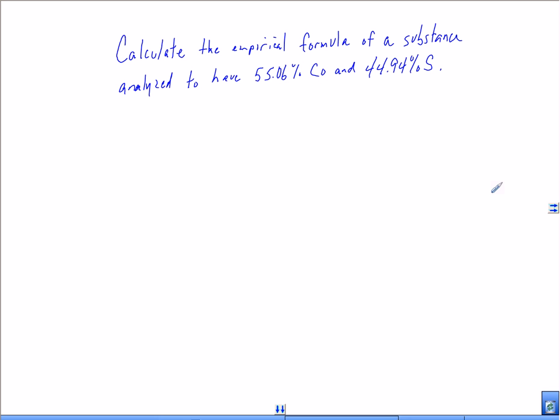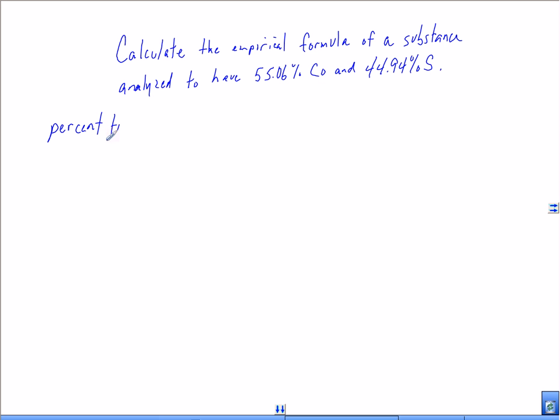Alright, so our question says, calculate the empirical formula of a substance analyzed to have 55.06% cobalt and 44.94% sulfur. When we're trying to find the empirical formula, I mentioned in class a rhyme. And the rhyme goes like this.